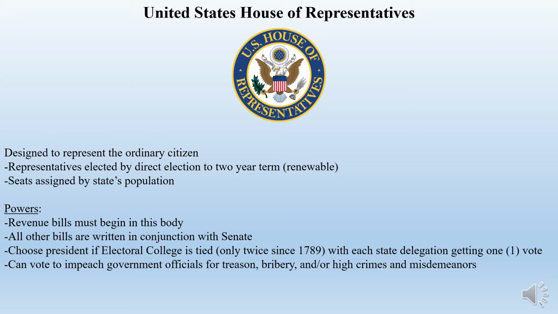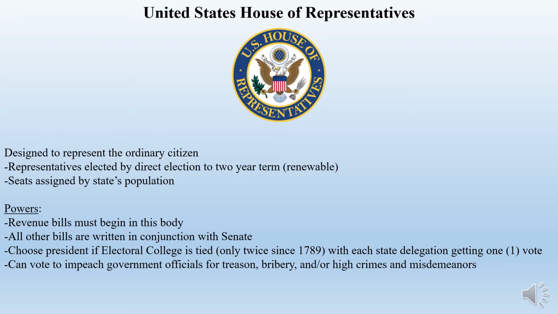The United States House of Representatives, in the event that there is an Electoral College tie, which has only happened twice since 1789, will be the ones that choose the President of the United States. And each state delegation would get one vote. So there are 50 states. If the Electoral College is tied, meaning no candidate gets 270 electoral votes, the Electoral College would then send the election to the House of Representatives, where they will vote, and it takes 26 states in order to elect a president by simple majority. And each state votes one vote.